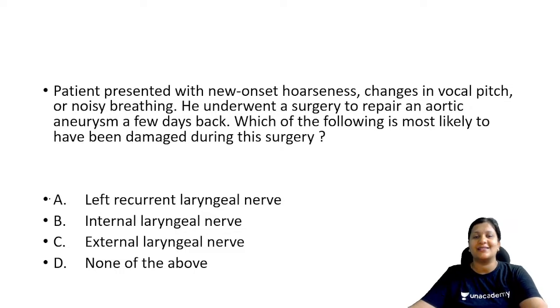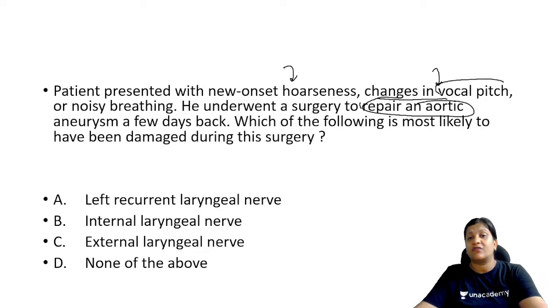A patient presented with new onset hoarseness, changes in the vocal pitch or noisy breathing. He underwent a surgery to repair an aortic aneurysm a few days back. So please see, there is one very important hint given, that there is a repair of aortic aneurysm that was done a few days back. Which of the following is most likely to have been damaged during surgery? So what structure has resulted in the symptoms of hoarseness, change in pitch of the voice, and noisy breathing?